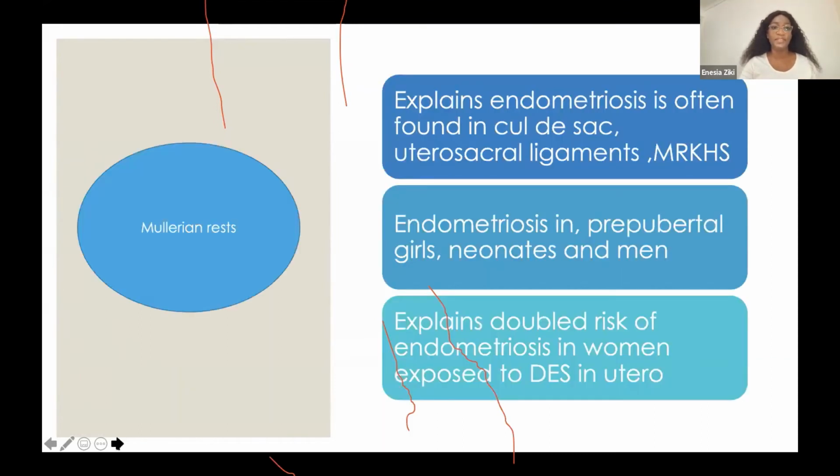So again, this is just a continuum where we're saying these are the Mullerian rests, and it would make sense then to find endometriosis along the cul-de-sac, along the uterosacral ligaments, because this is the pathway that the Mullerian duct or the Wolffian duct migrates during development. And it would explain why we have endometriosis in prepubertal women, in neonates, and in men, as I've explained. And again, this theory would explain why we have an increased risk of endometriosis in women who are exposed to diethylstilbestrol in utero. So we have these Mullerian rests being stimulated to form endometriotic tissue.